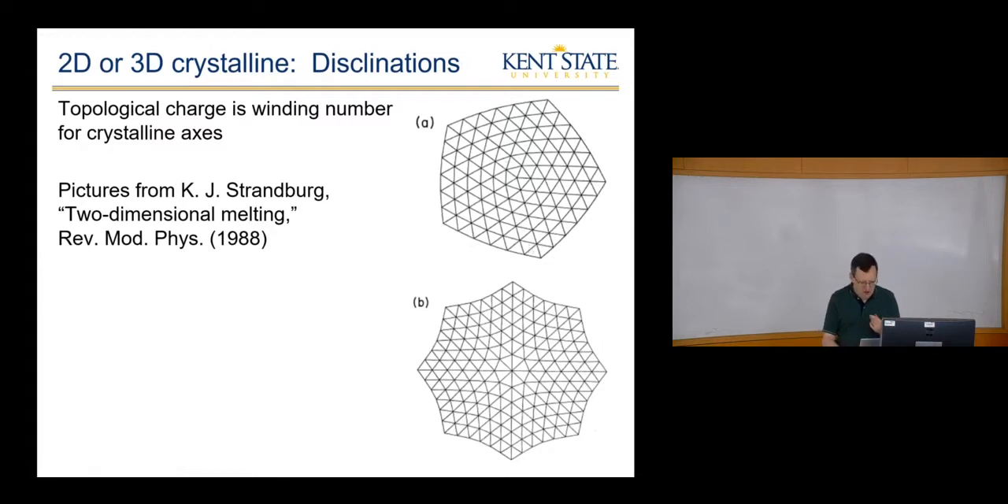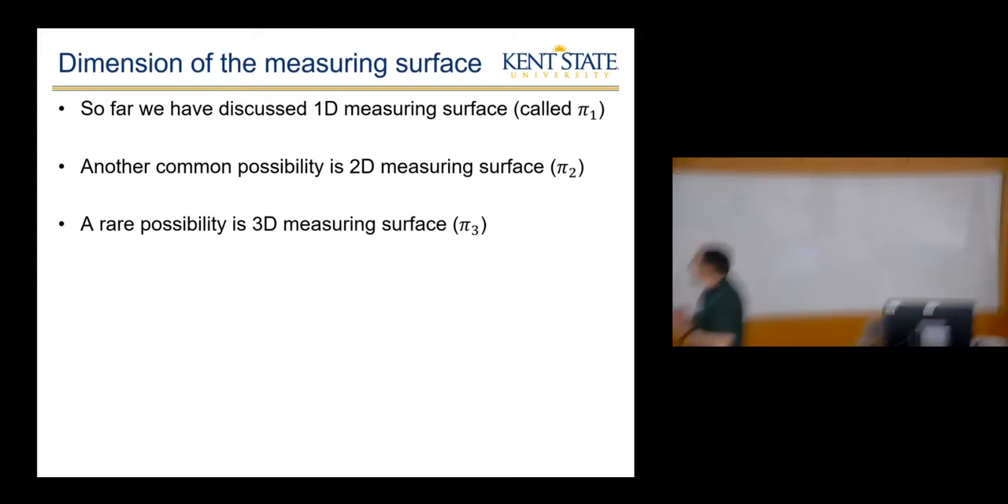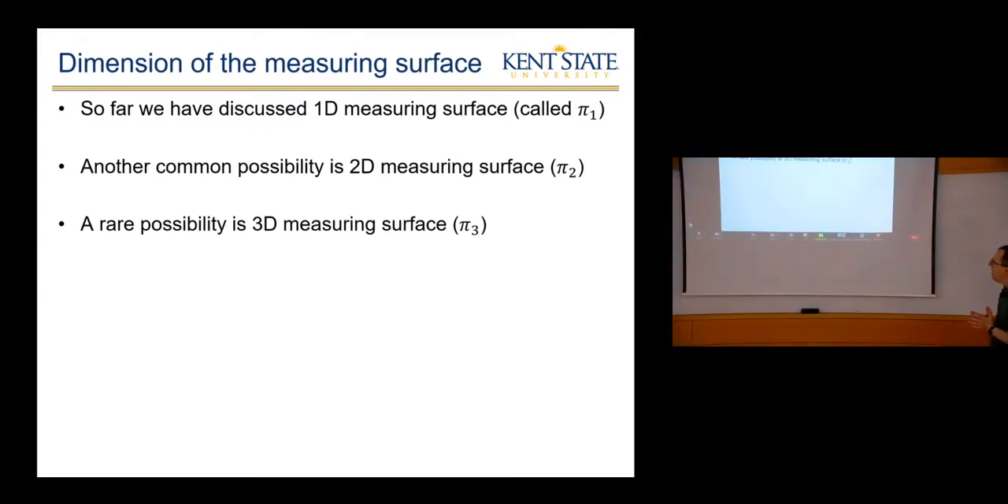Okay. I want to skip over that to go into my third generalization, which has to do with different kinds of measuring surfaces. So far, everything that I've been talking about here has to do with one-dimensional measuring surfaces. That is a path, okay? So you either go on a path that's a loop, or you go on a path that's a straight line, but it's a one-dimensional path, okay? And measuring things on a one-dimensional path, that is what topologists would call a pi one kind of defect, right?